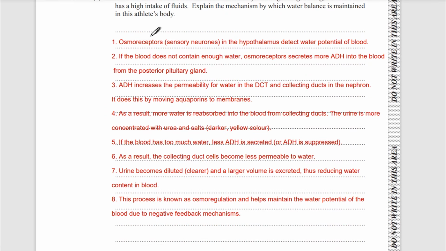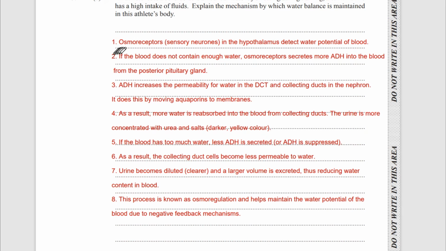First thing you have to note is that there are sensory neurons in the hypothalamus called osmoreceptors that basically detect any changes in the water potential of the blood. If there's an increase, if there's a decrease, and so on. Now, this will enact what is called a negative feedback system. Basically, what it means is that if the water level goes too high, it will try to lower it. If it goes too low, it will try to raise it. Basically, to bring it back to our norm, to bring it back to equilibrium.